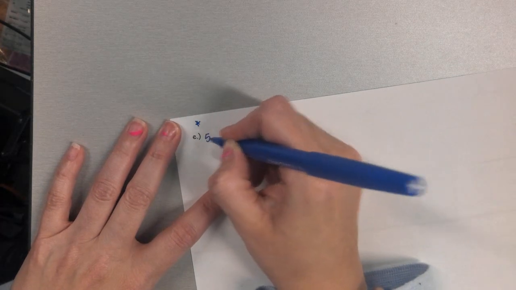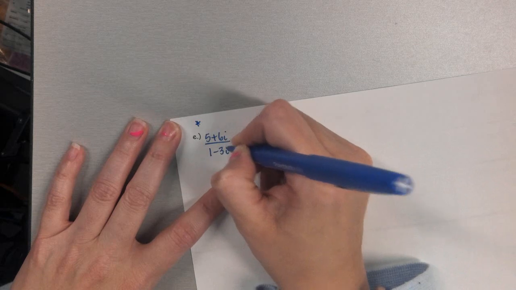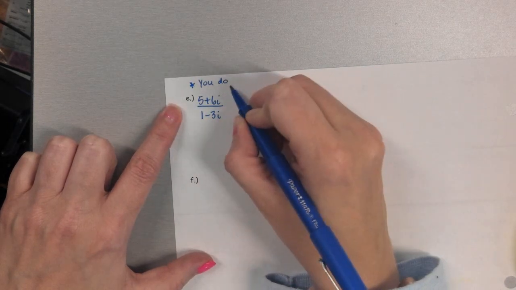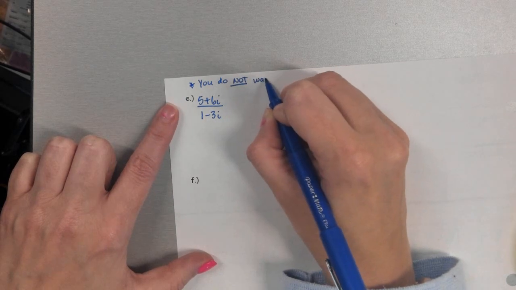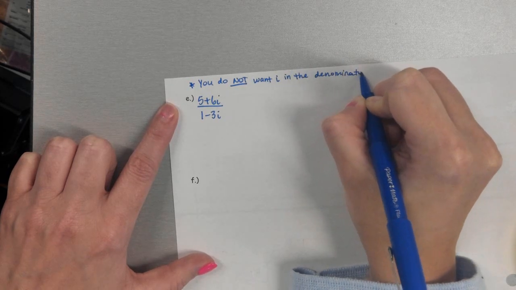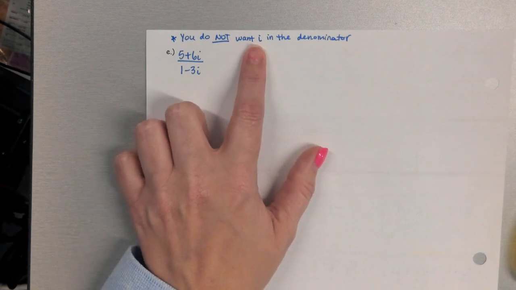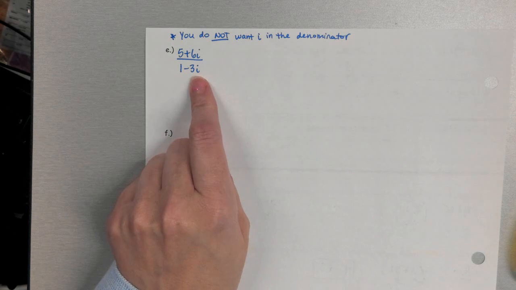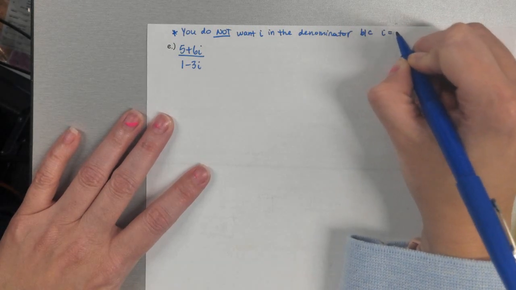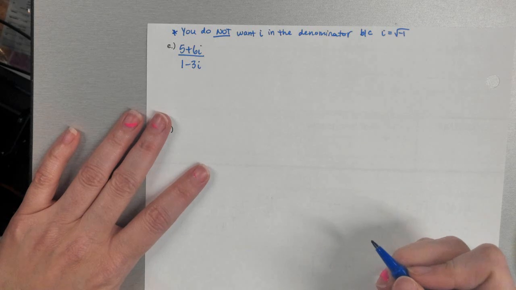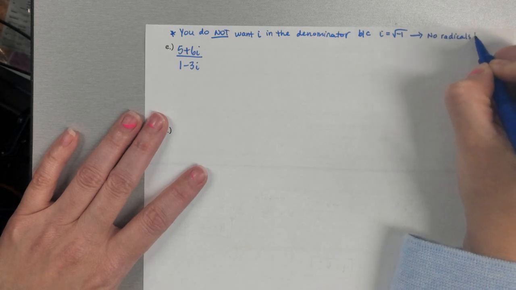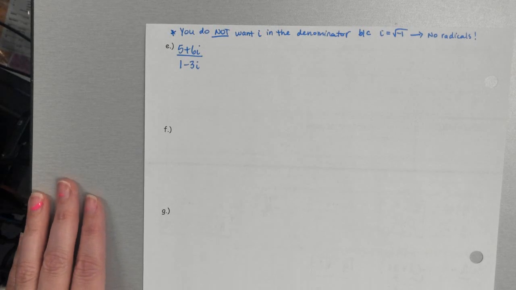Now, when we're doing division, you don't want i in the denominator in the simplest form. The reason why you don't want i in the denominator is something that you've been told for a long time, and it's not in simplest form if there's a radical in the denominator. Remember, i is the square root of negative 1. So you do not want i in the denominator. No radicals. We don't want those in the denominator. It's just not the simplest form. Okay, that's why we rationalize.